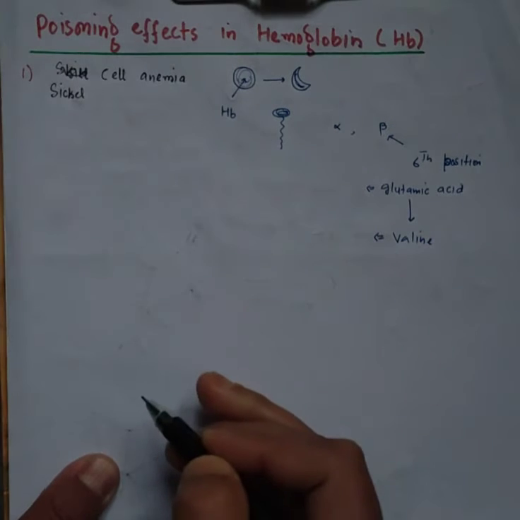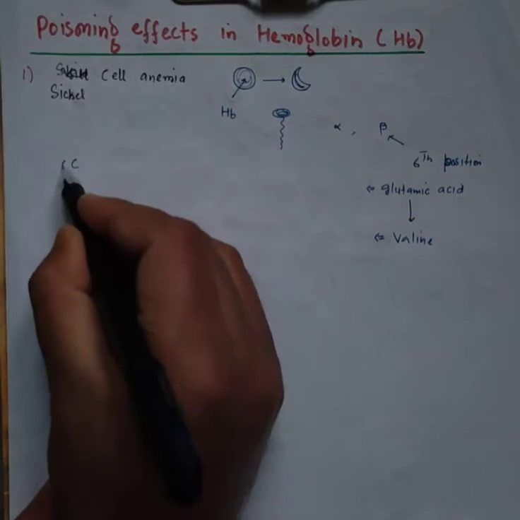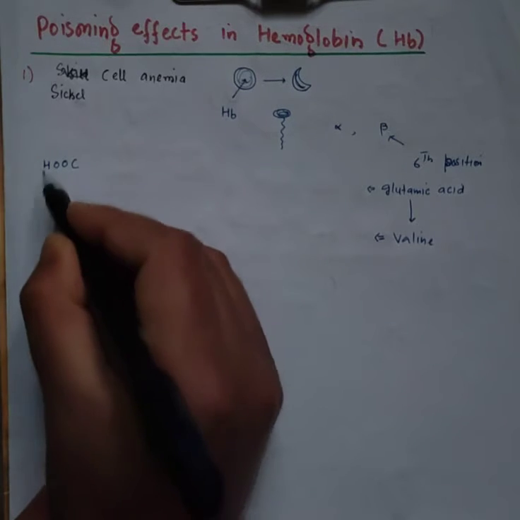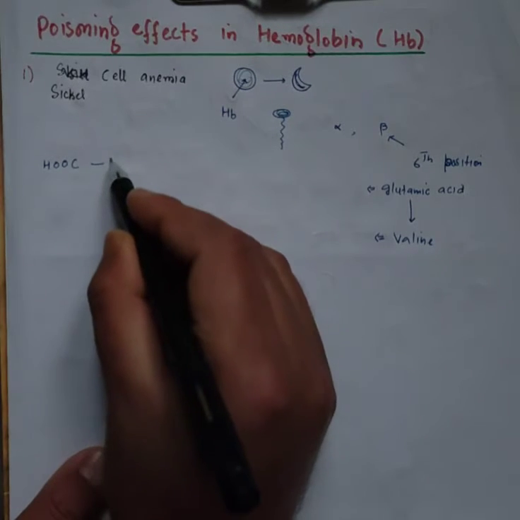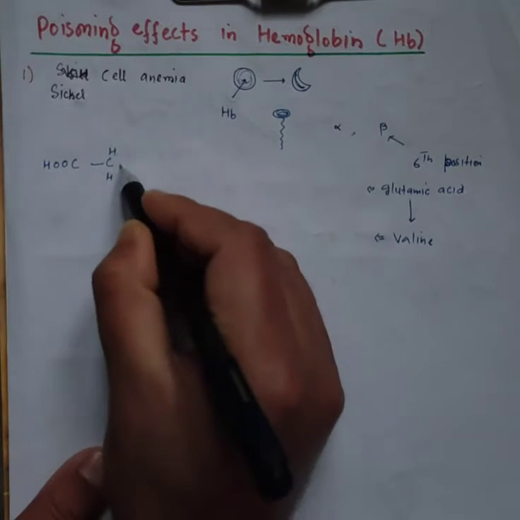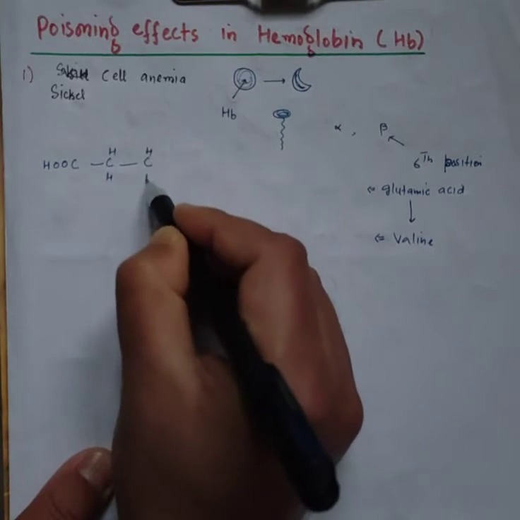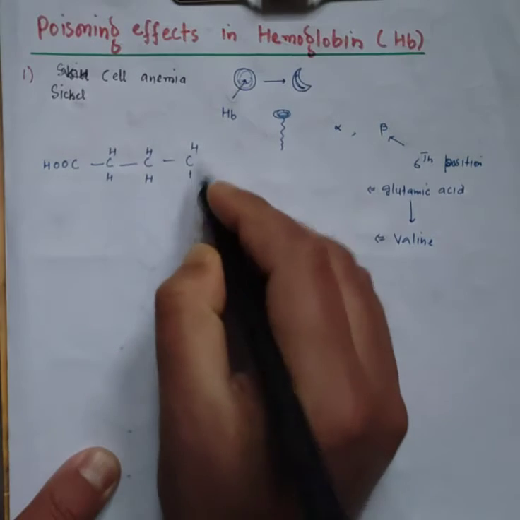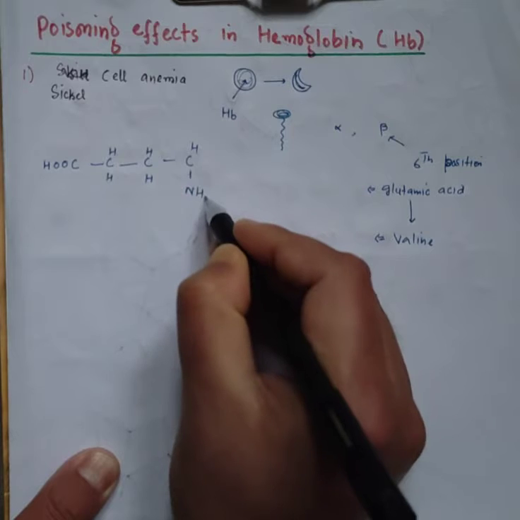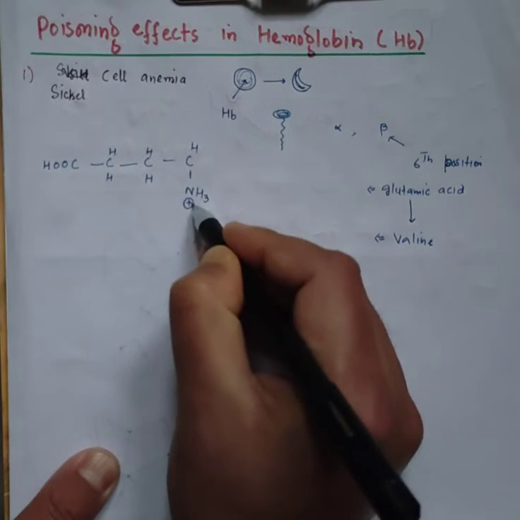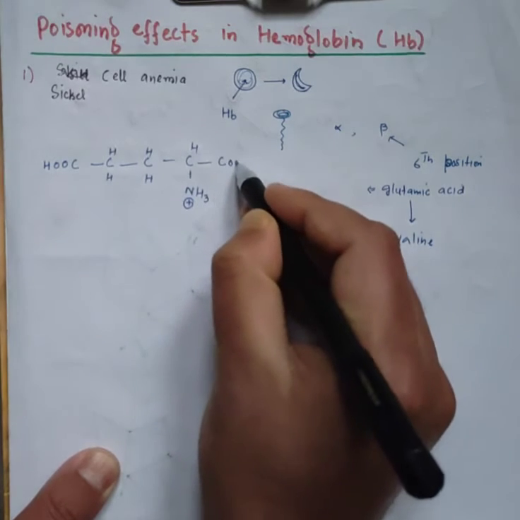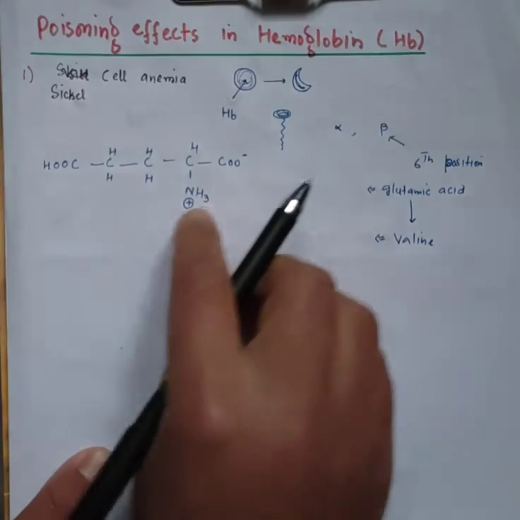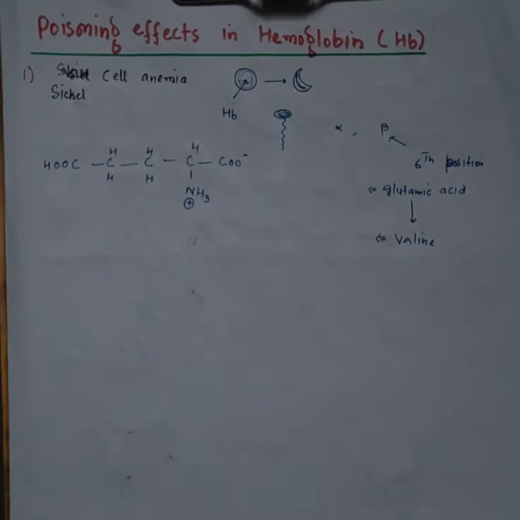The glutamic acid: you have a carboxylic acid group here, then CH2, then another CH2, then this CH. You have the amine side getting protonated, and on this side you have the carboxylate ion, since that proton came here. It's a zwitterionic structure. We know amino acids have this zwitterionic, bipolar structure. Now this is one structure.